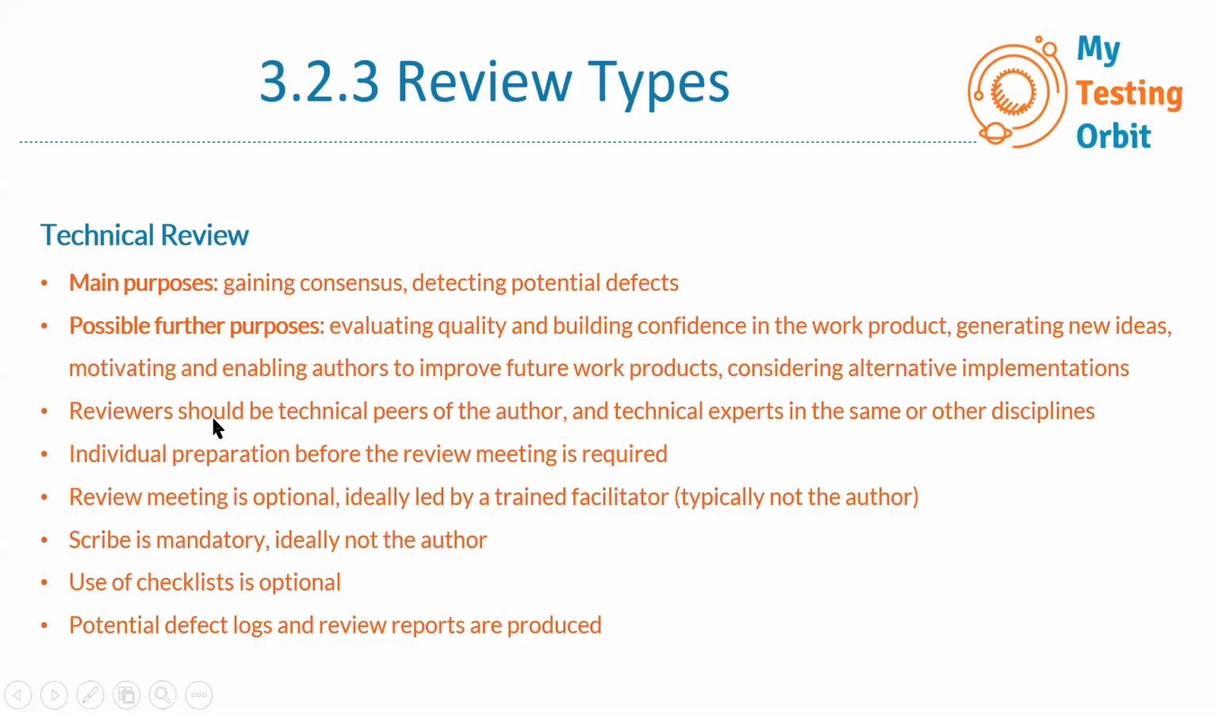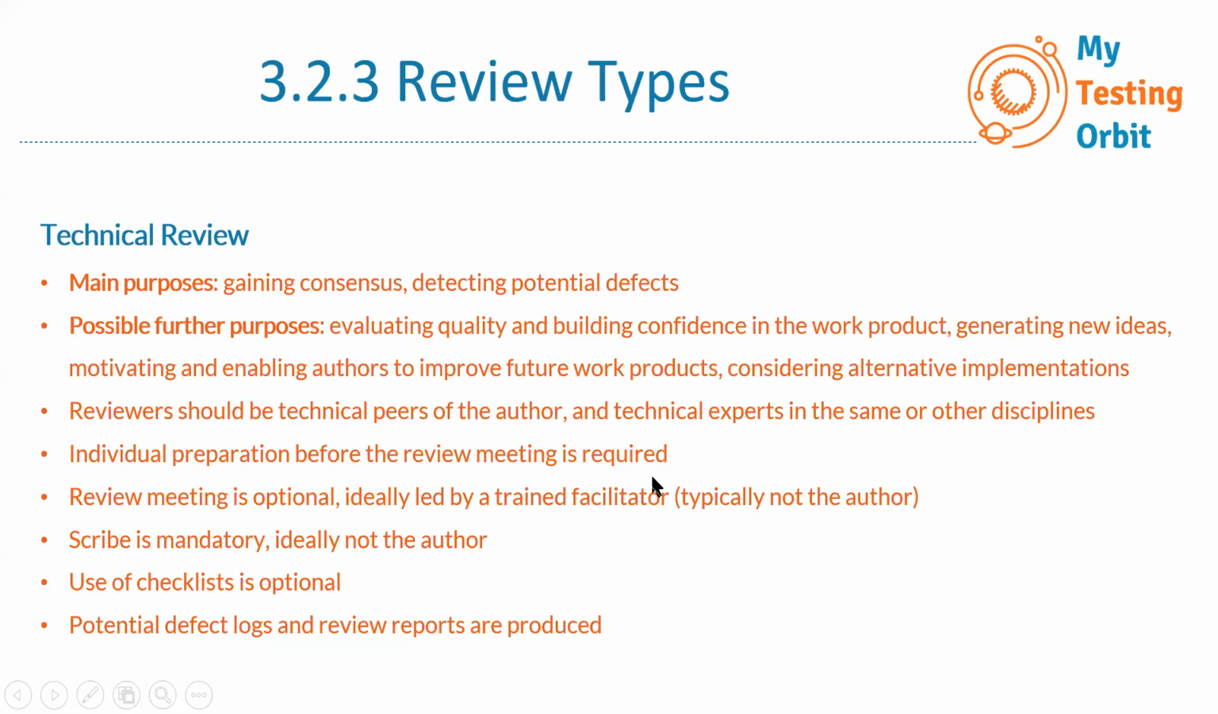Next one is: reviewers should be technical peers of the author and technical experts in the same or other disciplines. As we already saw, a reviewer can be someone who has the technical knowledge. So as the name says, the technical review needs to be done only by someone who has the technical skills or the domain knowledge of that work product. Individual preparation before the review meeting is required.